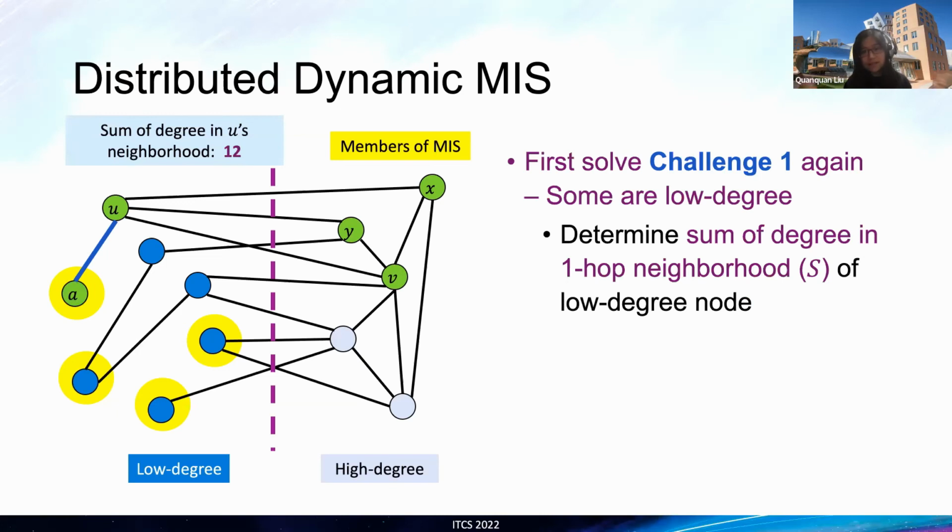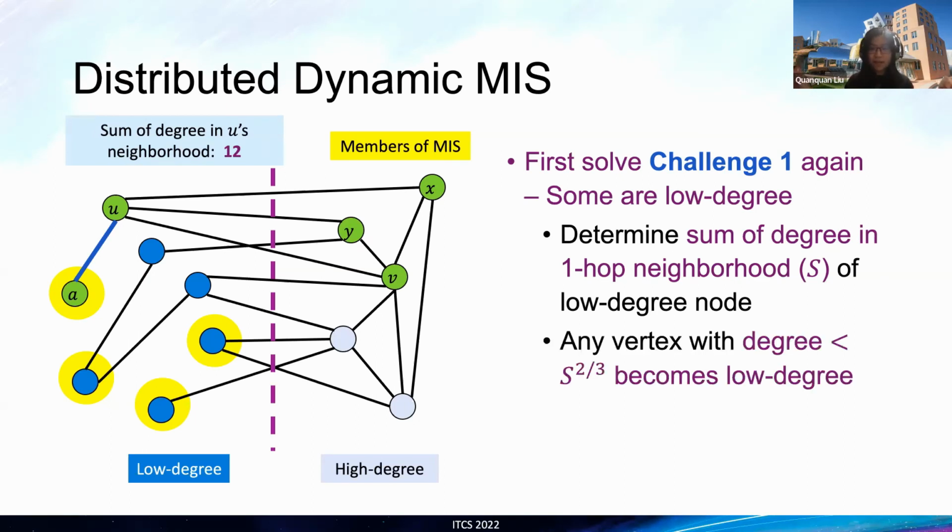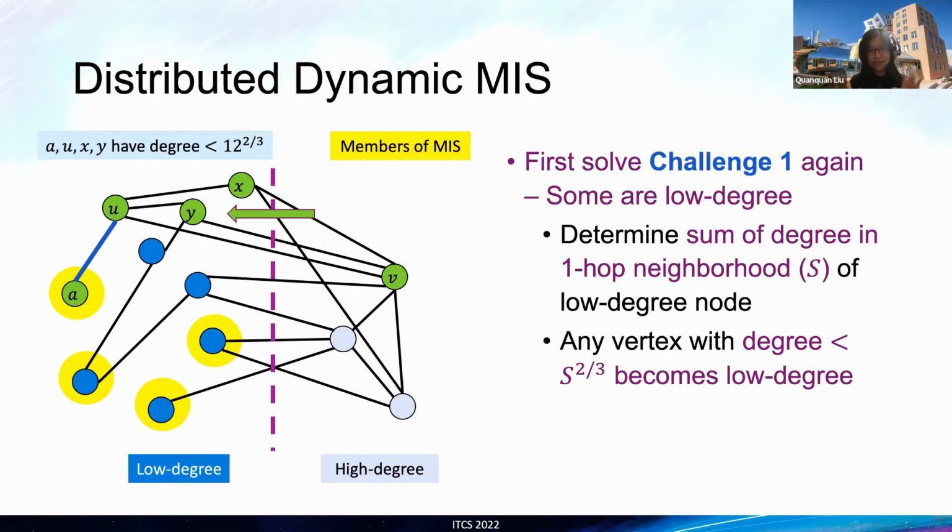So to determine the set of high-degree vertices that have become low-degree, we first determine the set of degrees of all nodes in the one-hop neighborhood of the low-degree vertex that we initially removed from the MIS. In this example, that vertex is U, and the sum of the degrees of its one-hop neighborhood is 12. Then any vertex with degree less than the sum raised to the 2/3 becomes low-degree. In this example, x and y both have less than 12 to the 2/3 degree, so they become low degree.